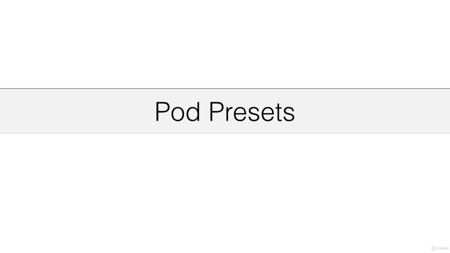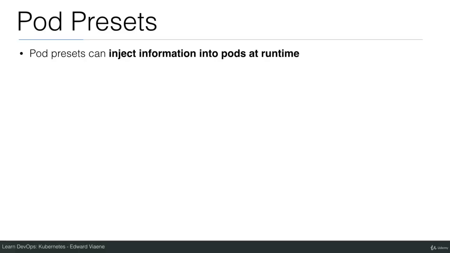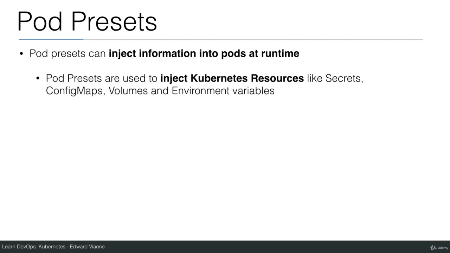This lecture will be about pod presets. Pod presets can inject information into pods at runtime. Pod presets are used to inject Kubernetes resources like secrets, config maps, volumes, and environment variables.